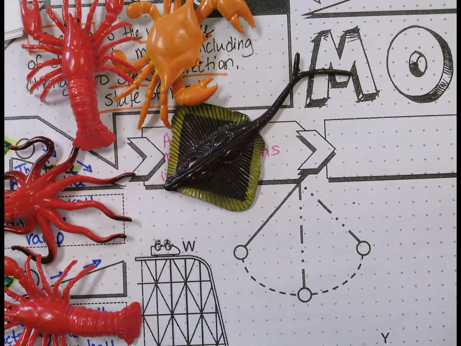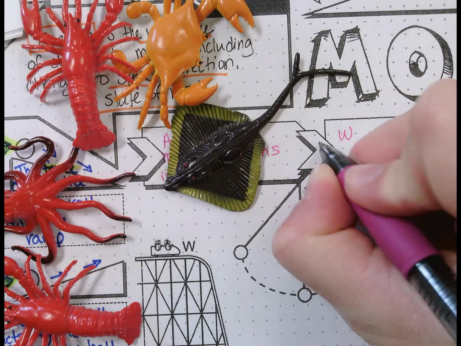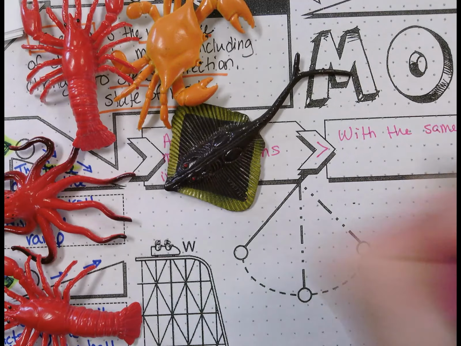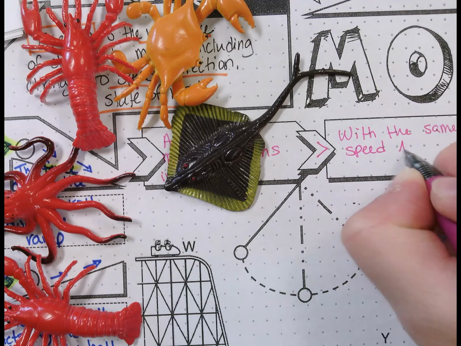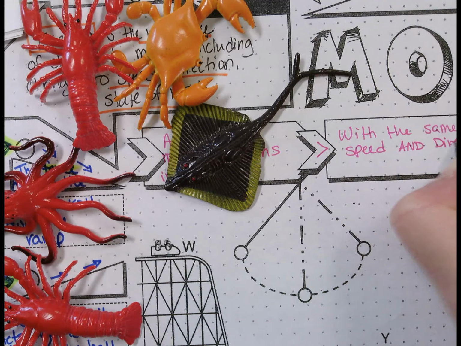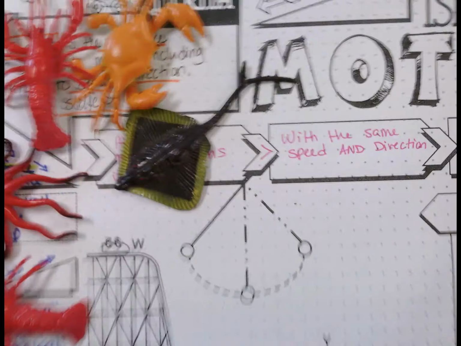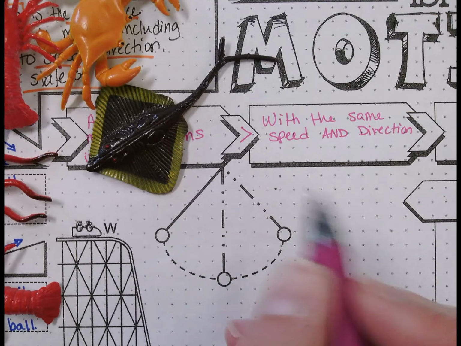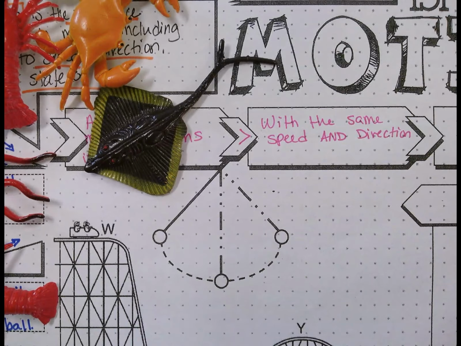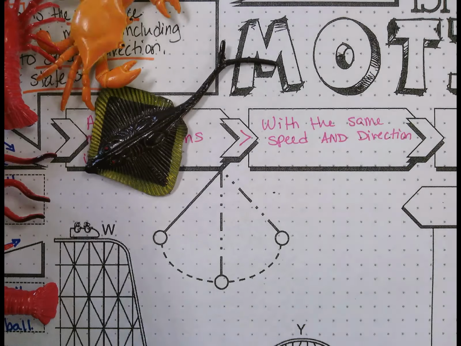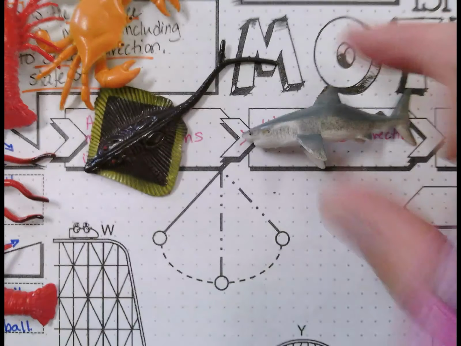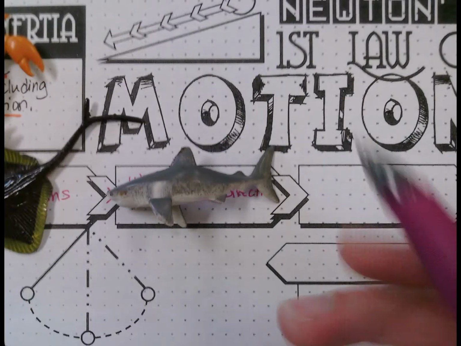So an object in motion remains in motion, continuing on with the same speed and direction. On that frictionless surface, we're assuming there's no change in speed or direction. So there's no reason it's going to change direction. Third box right here, continuing on.